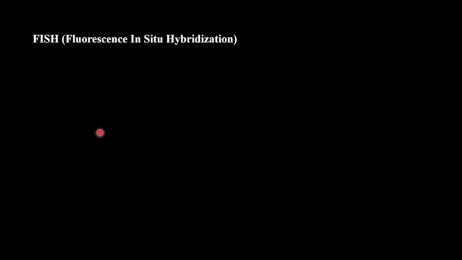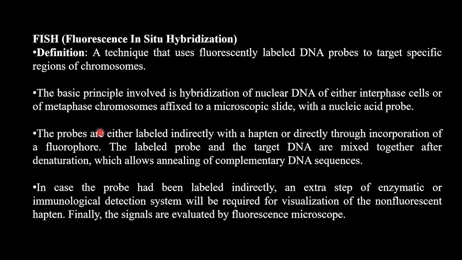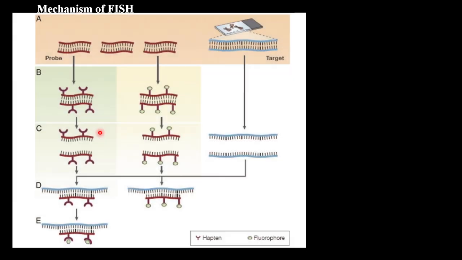Okay. The other method is fluorescence in situ hybridization. In this, you can see this is the chromosome, and let's say we want to study this particular region, and we design the probe. The probe could be directly labeled, meaning it is labeled with a fluorescent molecule directly, or indirectly labeled, meaning it is labeled with a hapten molecule, which does not give any kind of fluorescence. So what will happen?